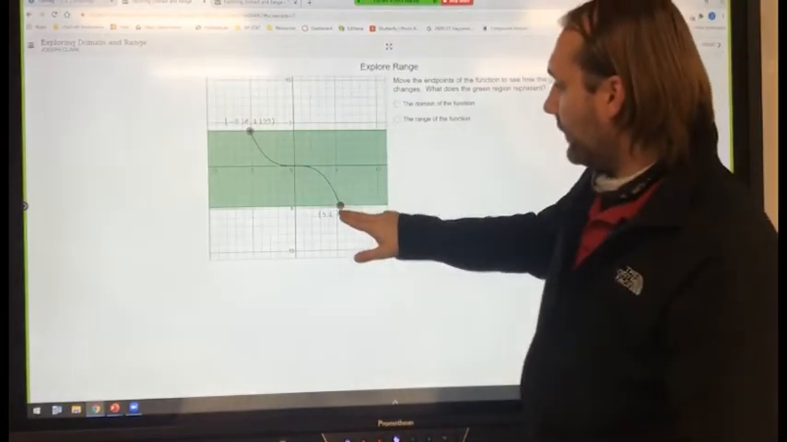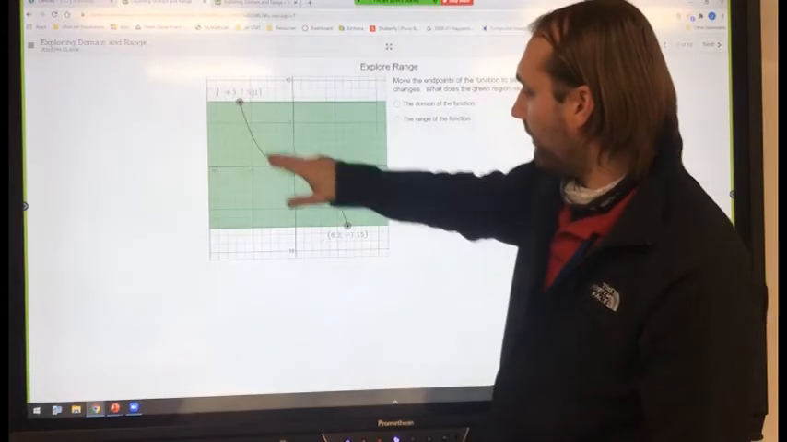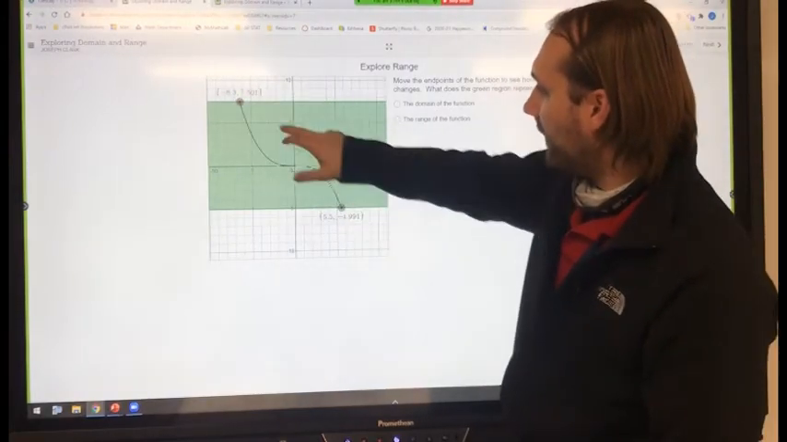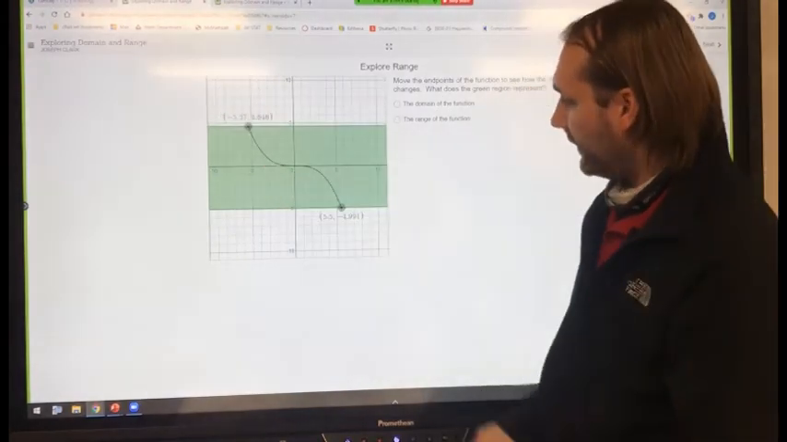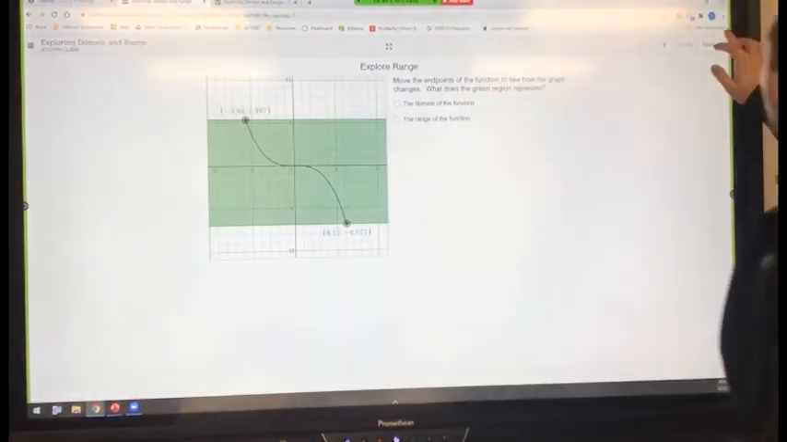And with the range, we're looking at the y value. Likewise, I'm trying to box in my graph from bottom to top. Notice none of my graph is ever outside this shaded green region. Always within it.